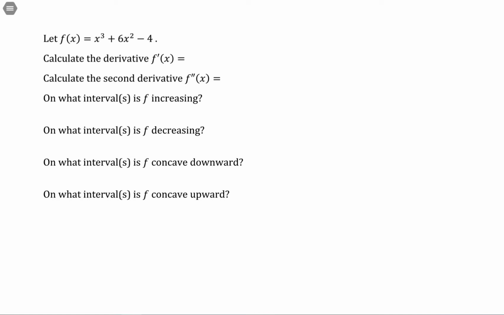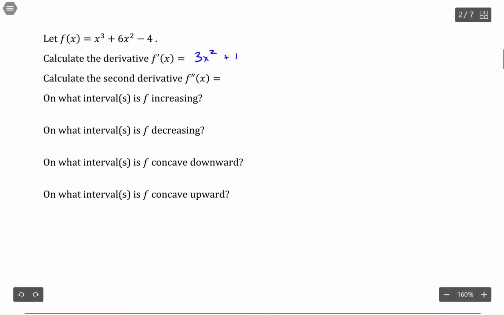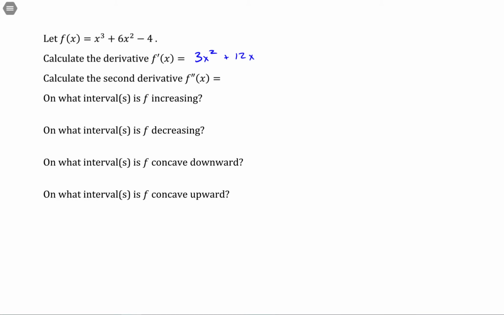Let f of x equal x cubed plus 6x squared minus 4, and calculate the derivative f prime of x. Okay, since this is a polynomial, it's very simple to use the power rule here. So 3x squared plus, oh, not 18, that would be 3 times 6, 12x, and the value 4 is a constant, so it would have a derivative of 0. The second derivative would be 6x plus 12.